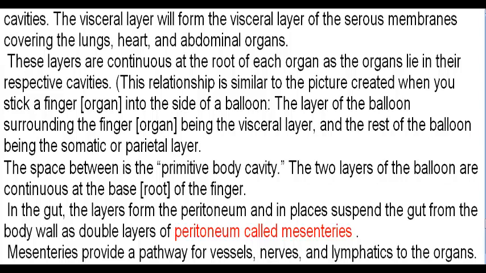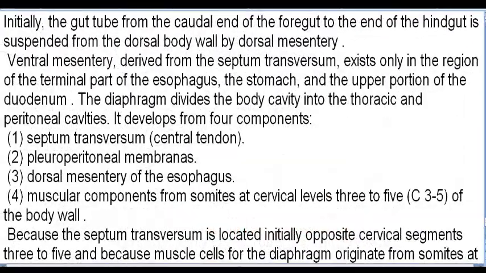In the gut, the layers form the peritoneum and in places suspend the gut from the body wall as double layers of peritoneum called mesenteries. Mesenteries provide a pathway for vessels, nerves, and lymphatics to the organs. Initially, the gut tube from the caudal end of the foregut to the end of the hindgut is suspended from the dorsal body wall by dorsal mesentery. Ventral mesentery, derived from the septum transversum, exists only in the region of the terminal part of the esophagus, the stomach, and the upper portion of the duodenum.